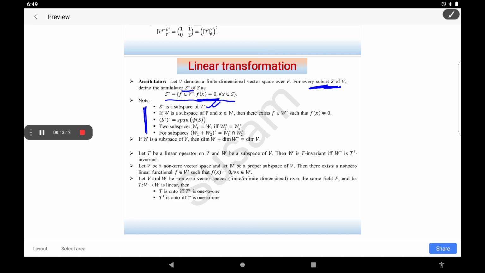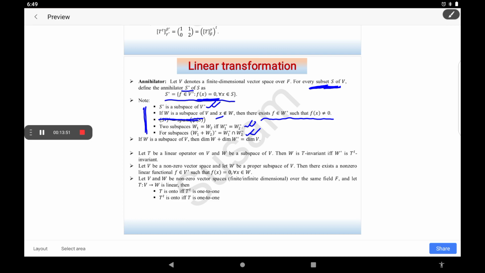If W is a subspace of V and x does not belong to W, then there exists an f in W naught such that f(x) is not equal to 0. Forget about this, there are some misprints. For any two subspaces W1 and W2, if they are equal, their annihilators must be equal. Now I am talking about subspaces of V. For any subspaces W1 and W2, the annihilator of W1 plus W2 equals the intersection of their individual annihilators.